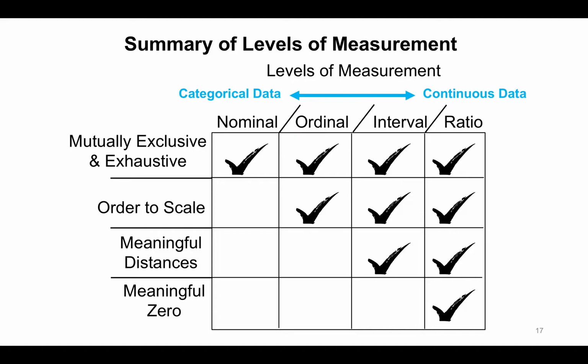Ordinal, interval, and ratio have order to their scale, whereas, as I said before, nominal has no numerical quantity to it at all. Interval and ratio data have meaningful distances between them, whereas ordinal does not. And only ratio has a meaningful 0 that allows those ratio comparisons using multiplication and division.